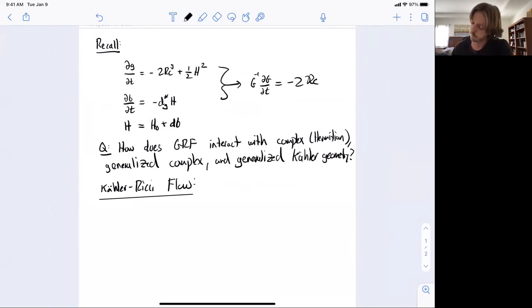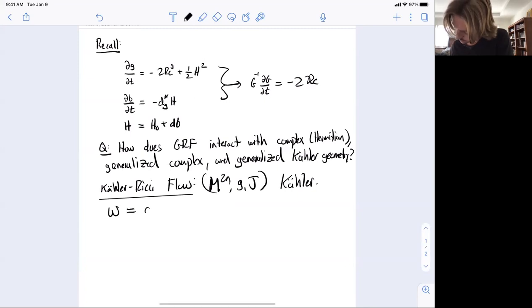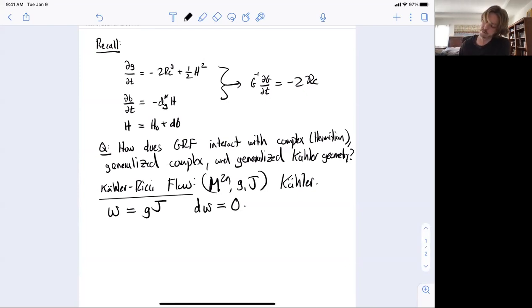Here I'll talk about it in a completely classic way. I start with (M^2n, g, J), a Kähler manifold. This means that J is an integrable complex structure and g is a Hermitian metric, and omega is gJ. And the Kähler condition is d omega equals 0.